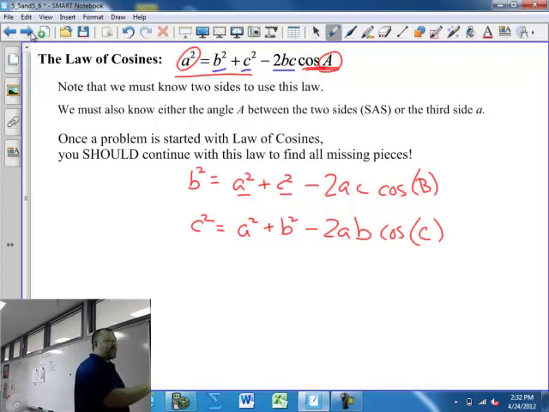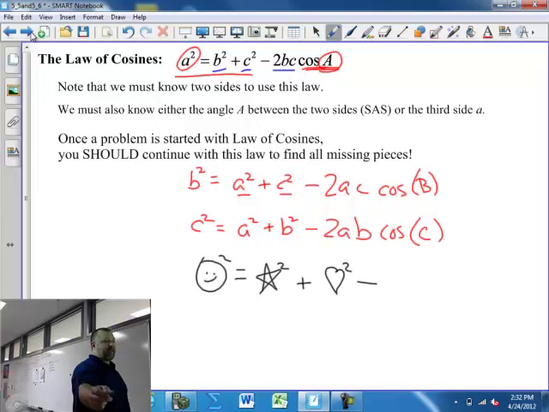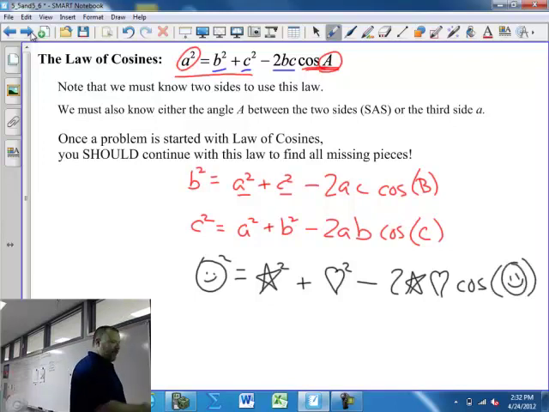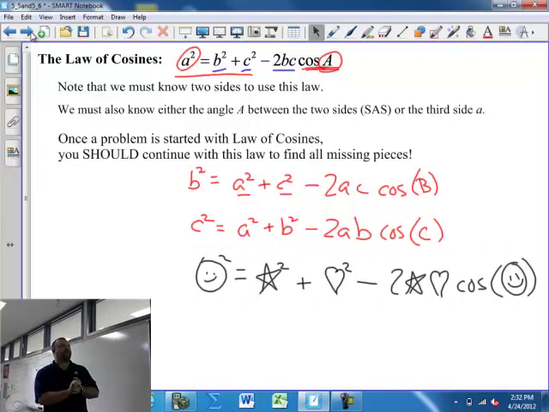All right, just to be obnoxious, it could look like this. 2 star times heart, and the cosine of a capital smiley face. It's patterns. Once you get the pattern, you just need to use the formula.